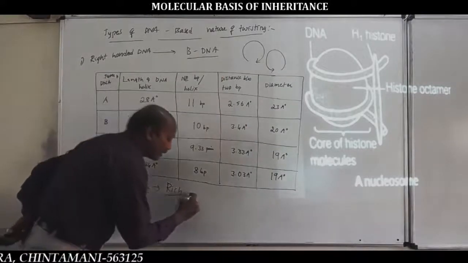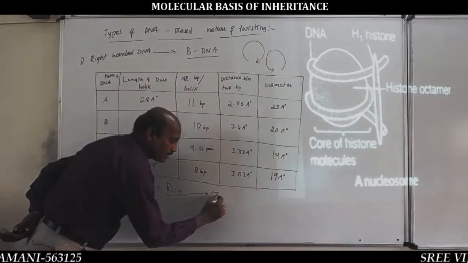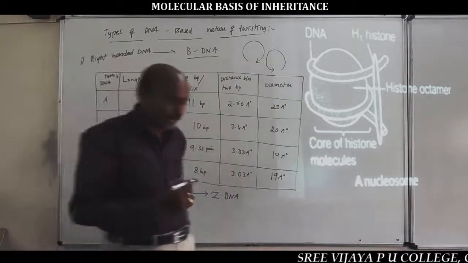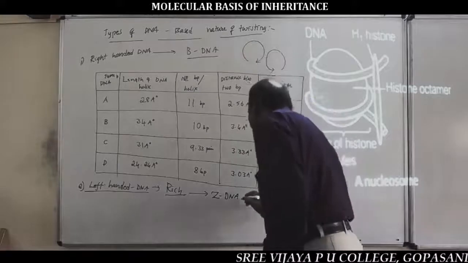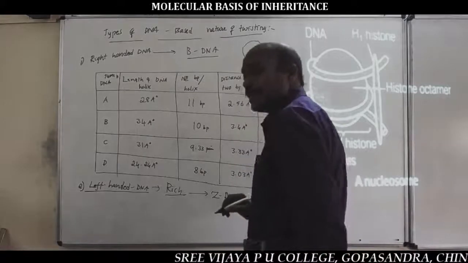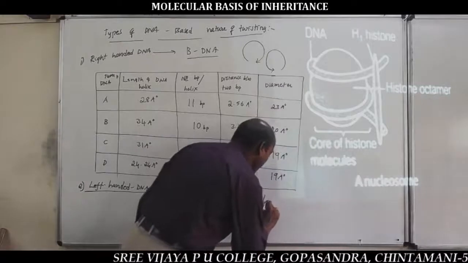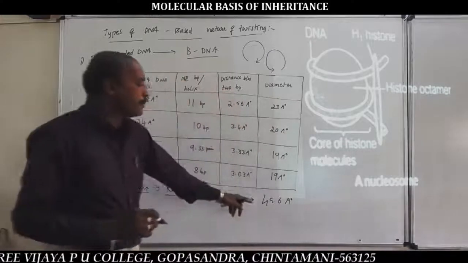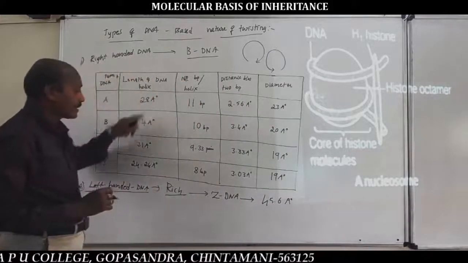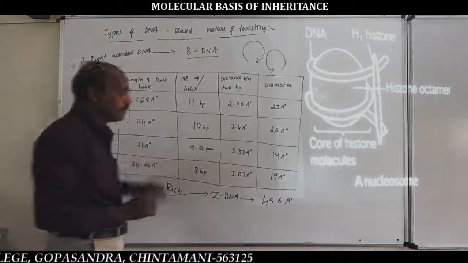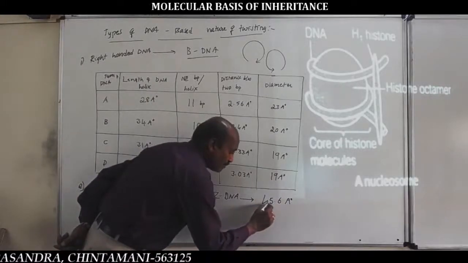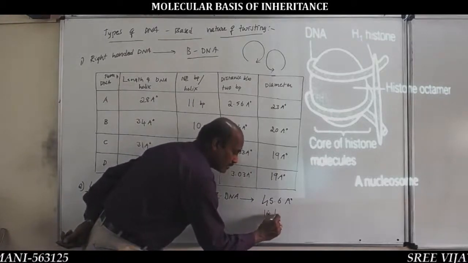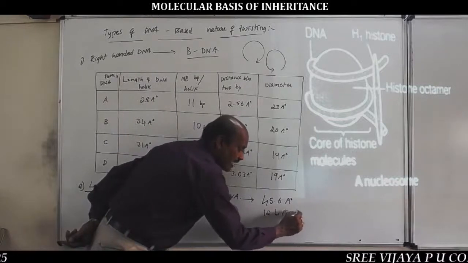The specific example of left-handed DNA is Z DNA. In the Z DNA, the length of DNA helix is 45.6 angstroms, and number of base pairs for each turn, for each helix is 12 base pairs, otherwise called 6 dimer.